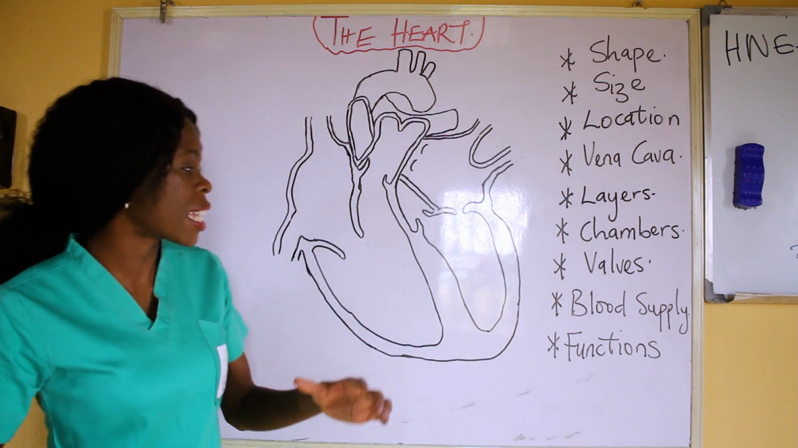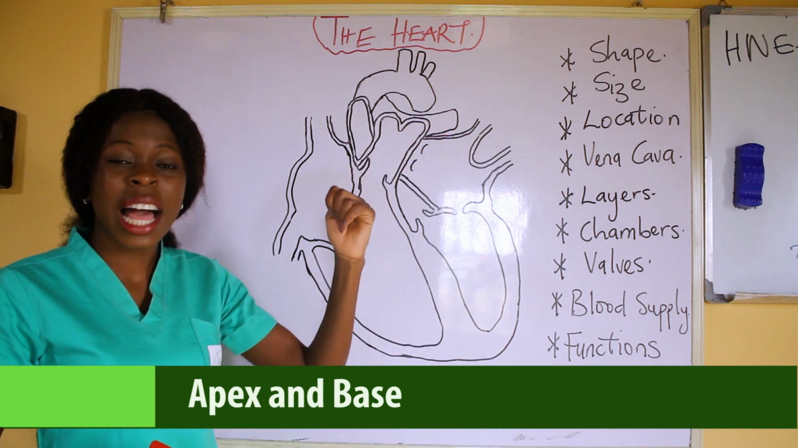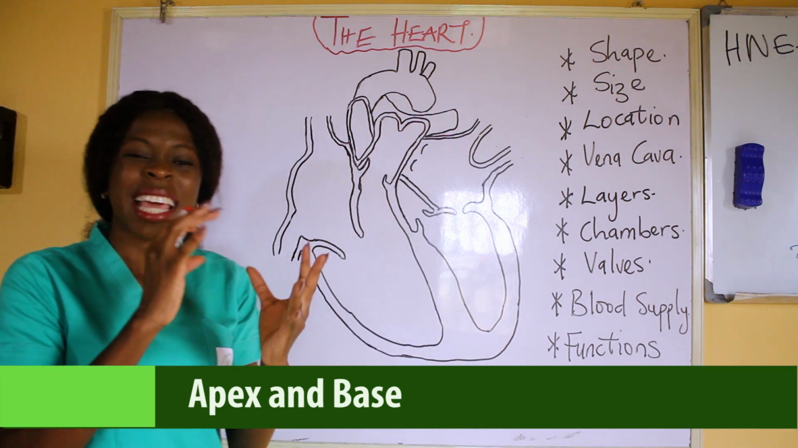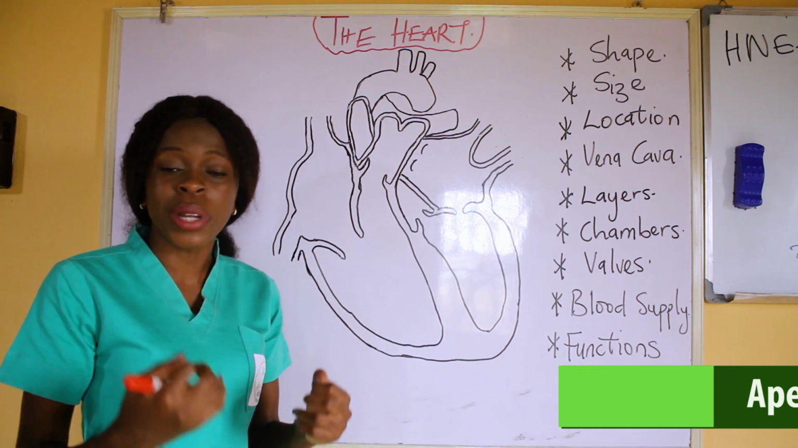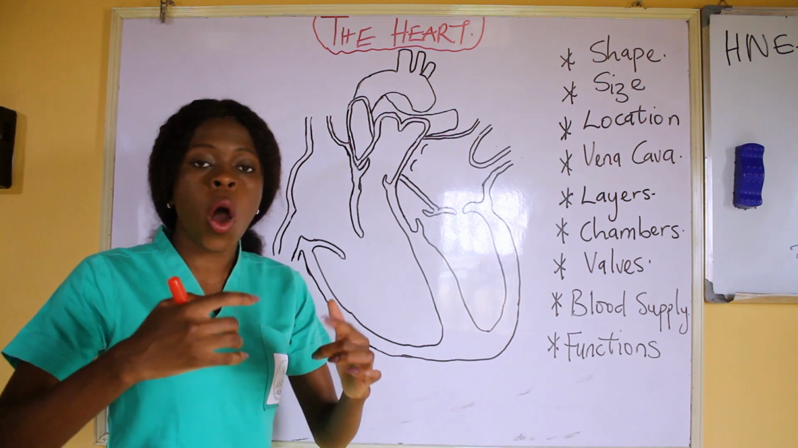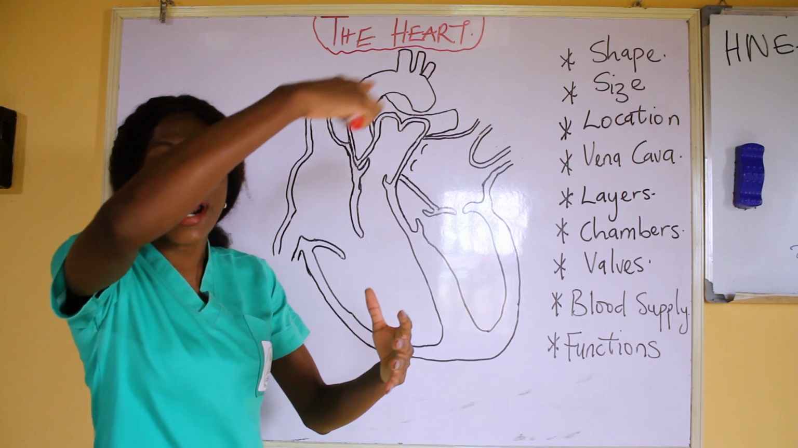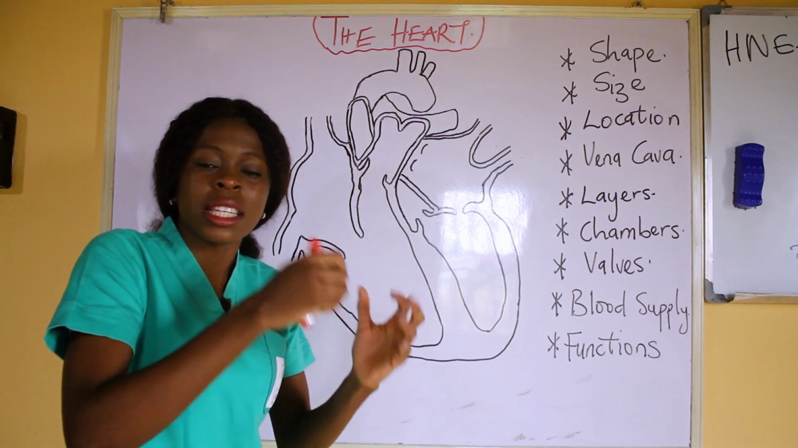The heart has an apex, this is the apex of the heart, and a base. Then that takes us to the organs in relation to the heart. When we say organs in relation to, we simply mean organs and structures that are surrounding the heart that make it easy to locate it in the body.